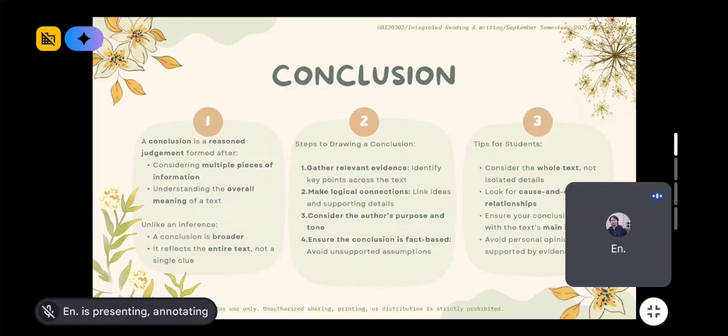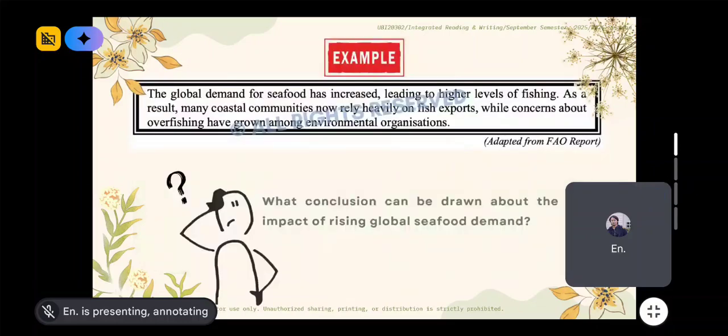So avoid personal opinions not supported by evidence. Opinion is not a conclusion. For example: the global demand for seafood has increased, leading to higher levels of fishing. As a result, many coastal communities now rely heavily on fish exports, while concerns about overfishing have grown among environmental organizations. What conclusion can be drawn about the impact of rising global seafood demand?